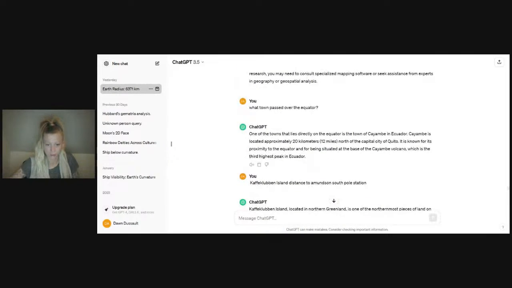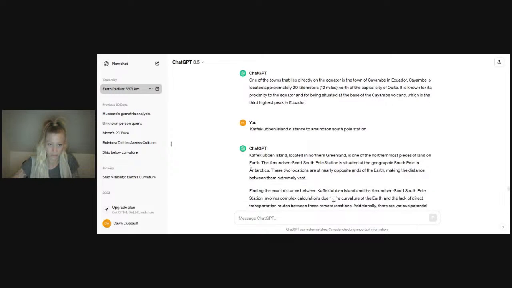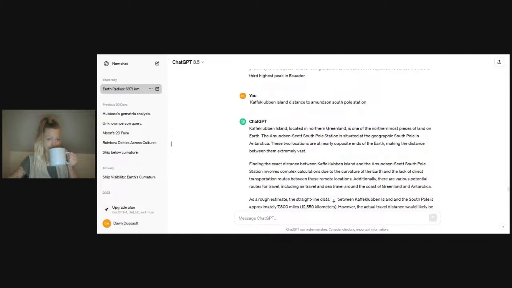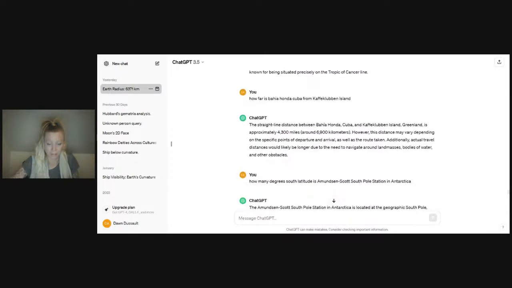What town passed over the equator? Cayambe, the equator. Again, I'm just looking for towns and areas that pass over areas that the sun goes over, and then the latitude and longitude lines, obviously. So this is what I was up to all night.